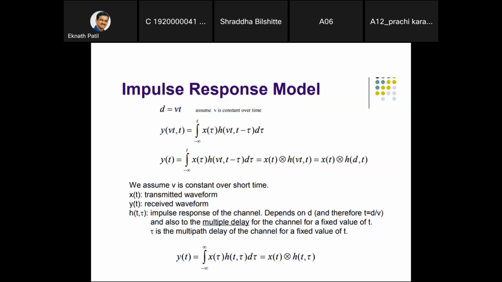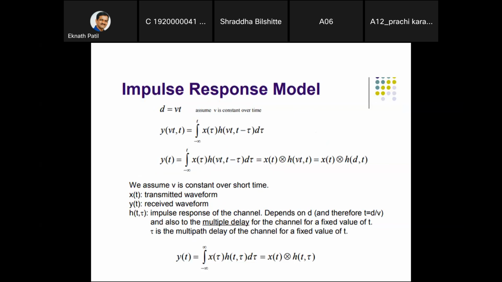y(t) is equal to the integral from minus infinity to t of x(τ) h(vt, t minus τ) dτ, which is x(t) convolved with h(vt, t), equal to x(t) convolved with h(t,τ). We assume v is constant over a short time. x(t) is the transmitted waveform, y(t) is the received waveform, and h(t) is the impulse response of the channel, which depends on t, and therefore t is equal to d by v.